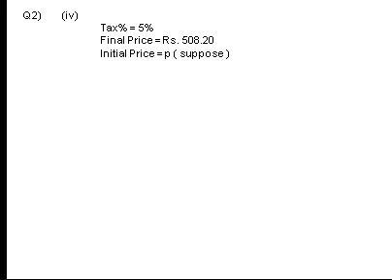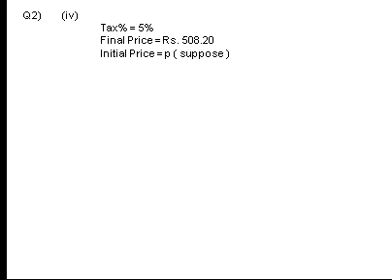Next question is question number 2. Again, it contains a number of parts and all the parts are similar. So let us do one of the parts, that is the fourth part, and the rest of the parts can be attempted in the rough notebook. This is going to be done in the fair notebook. Here the tax percent is given, the final price is given, and we have to find the initial price.